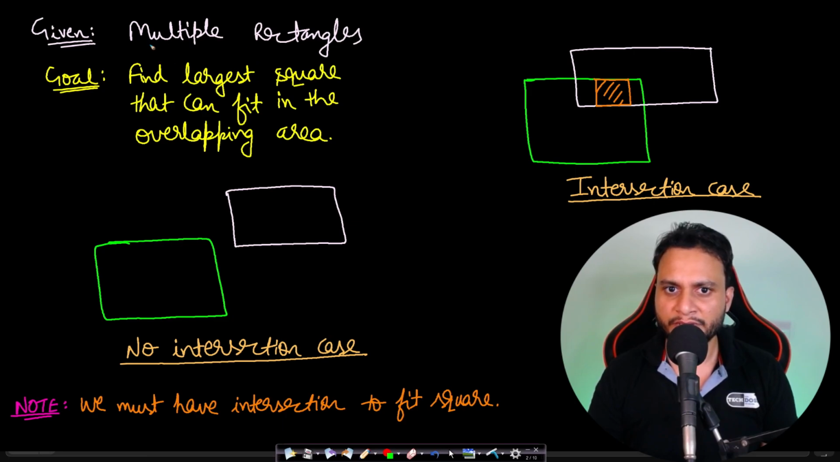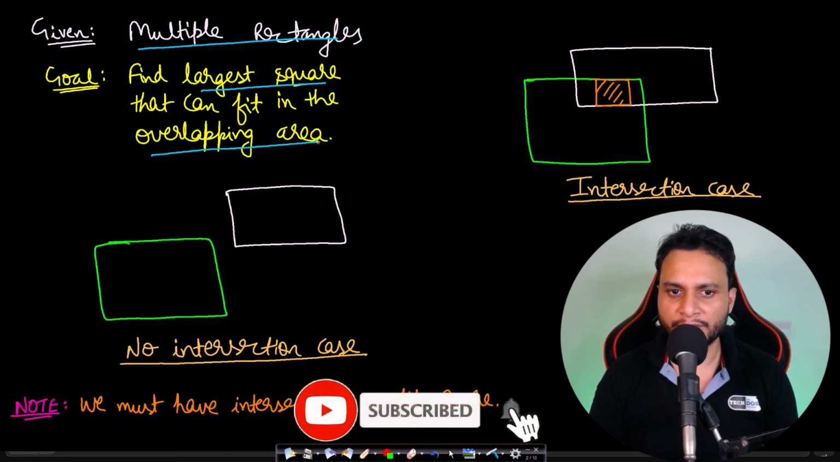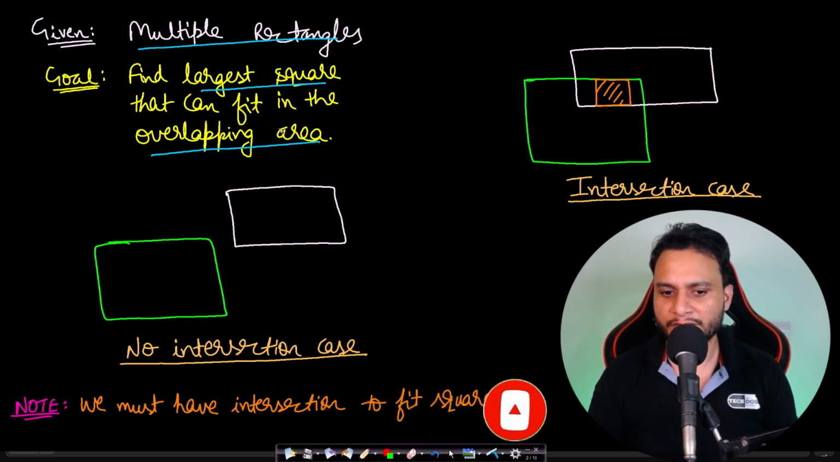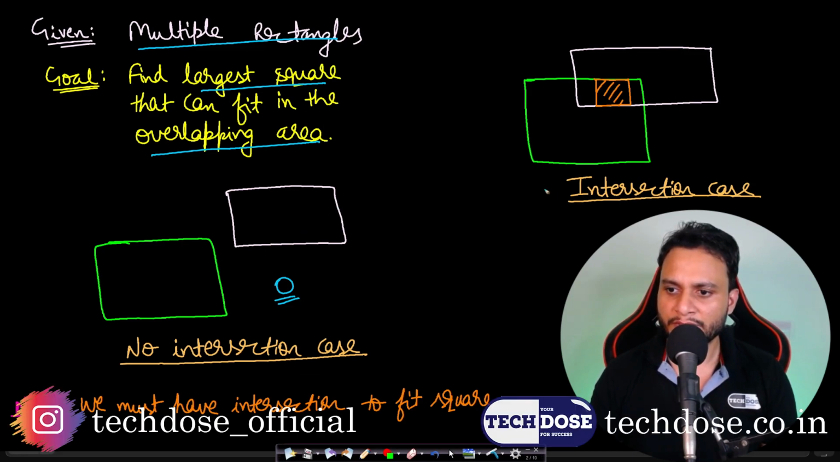In our case, we will be given multiple rectangles, and our goal is to find the largest square that can fit in the overlapping area. Okay. Now once you see this word overlapping area, you know that if there is no intersection between two rectangles, then your answer will be 0 for this comparison case, right? Because there is no intersection, so what will you insert? Now this problem is valid only for the intersection case.